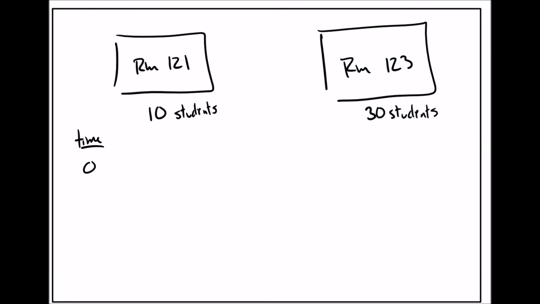So we'll have a time of 0, 1, 2, 3, 4, and 5. The unit on time is not so important here. At time equals 0, of course, there are 10 students in the one room and 30 students in the other room. But there's going to be some movement between these rooms. Room 123 is really crowded, so there might be a large movement of students out of room 123, maybe at a rate of 6 students per minute.